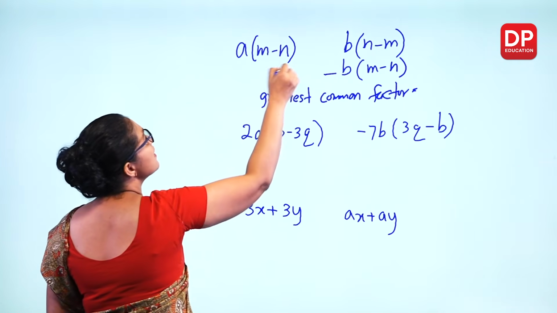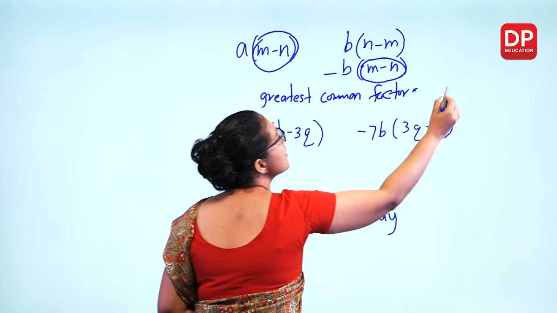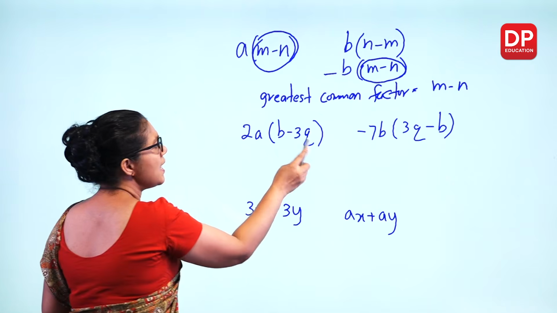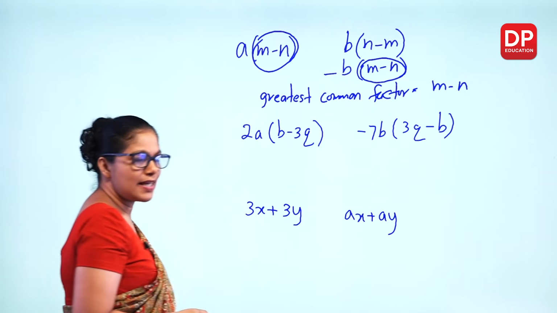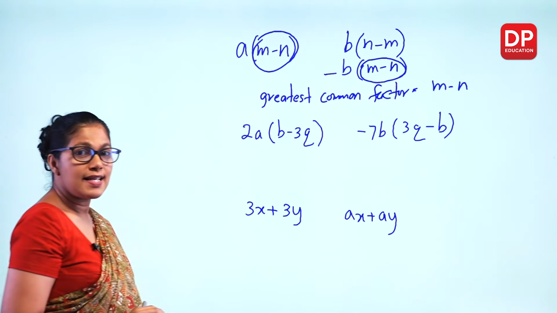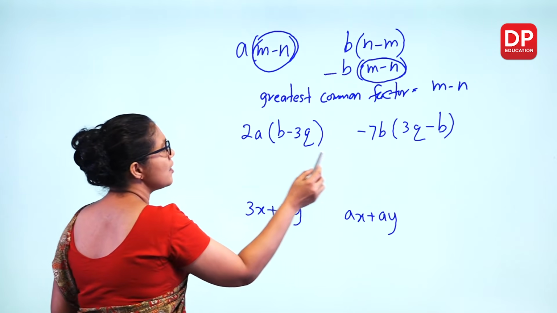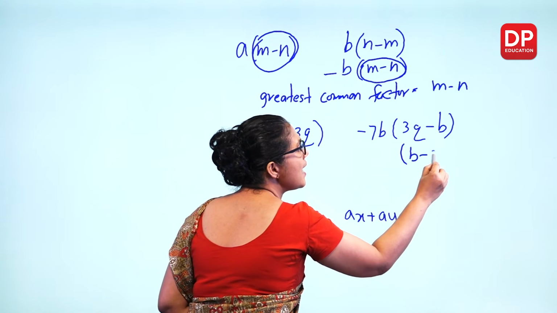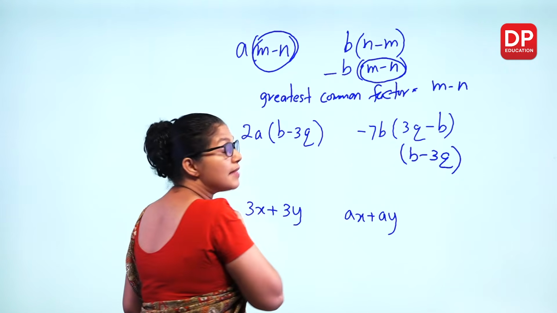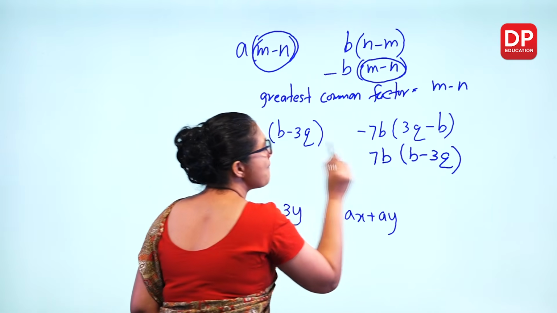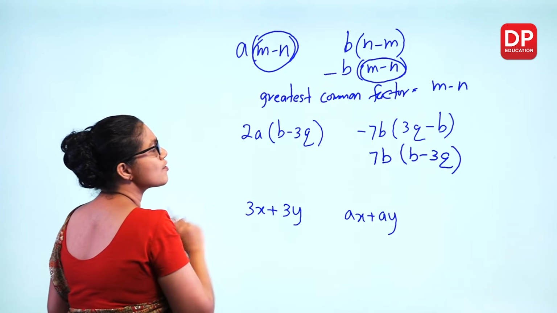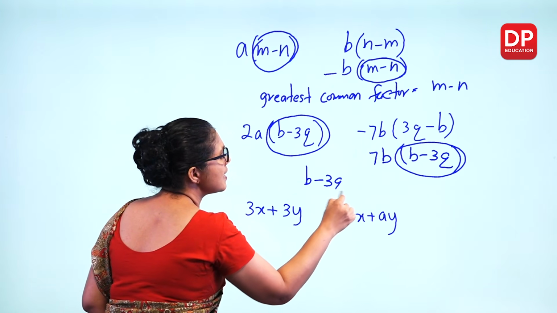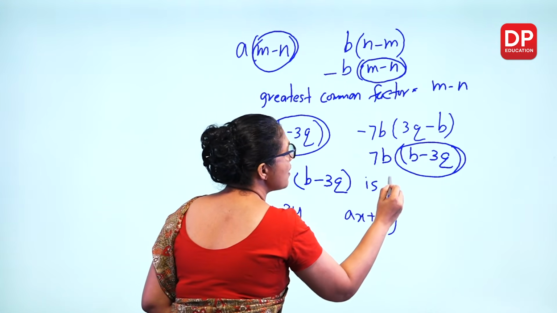I can write M minus N. Now let's take this one. Here B minus 3Q and 3Q minus B. We see that the sign is different. So here what we can do, I can take a minus sign and write this one as B minus 3Q. That minus and this minus becomes plus. So what's the greatest common factor here? I can write B minus 3Q is the greatest common factor.